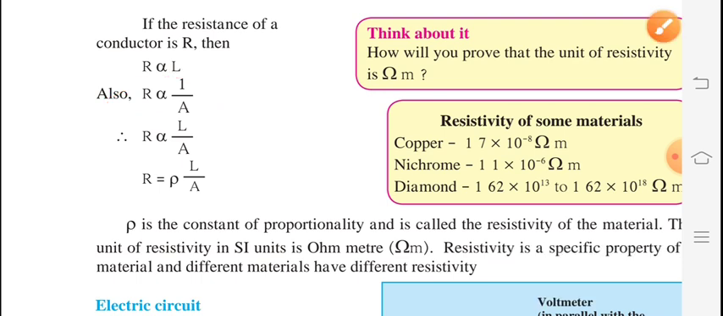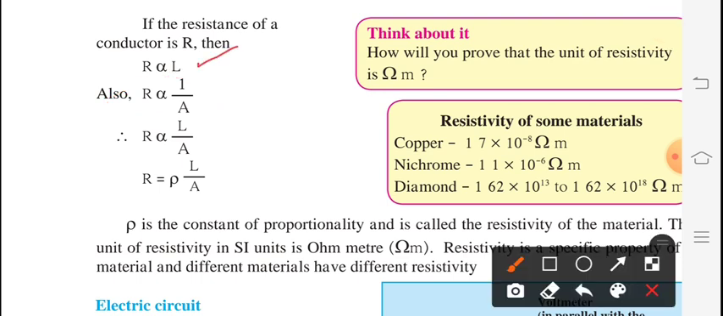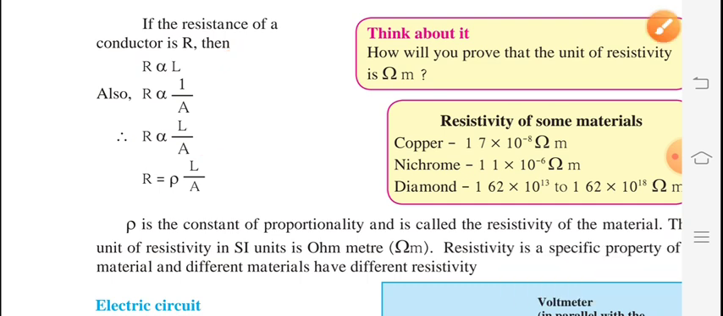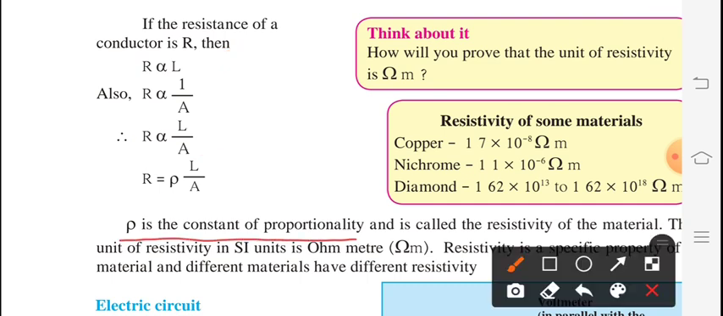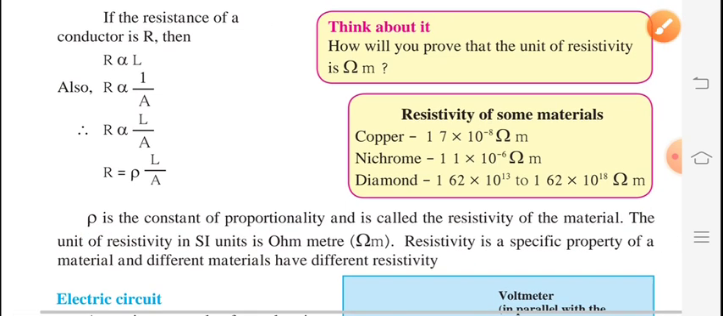So if you want to combine these two, L is directly proportional and A is inversely proportional, then you can combine them and you will get a combined formula. R is directly proportional to length and inversely proportional to area. So we can write R equals rho into L upon A. This rho is the constant of proportionality and is called the resistivity of that material.